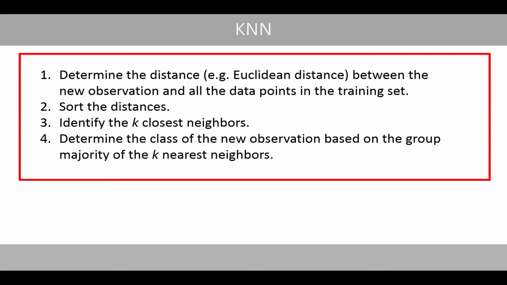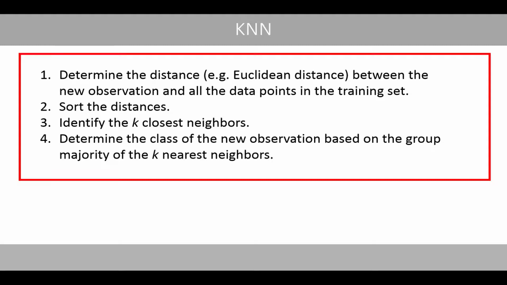The KNN follows 4 simple steps. In step 1, we determine the distance between the new observation and all the data points in the training dataset. The Euclidean distance is by far the most common distance metric that is used. In step 2, we sort the distances. And in step 3, we identify the K closest neighbors. And in the final step, we determine the class of the new observation based on the group majority of the K nearest neighbors.